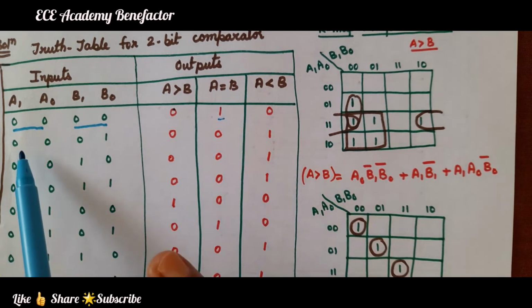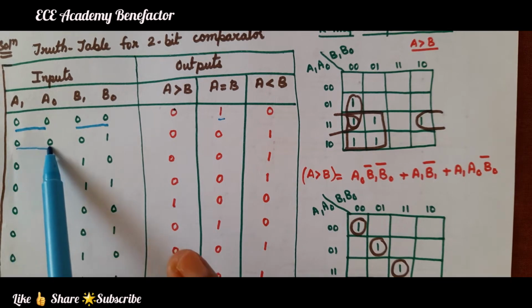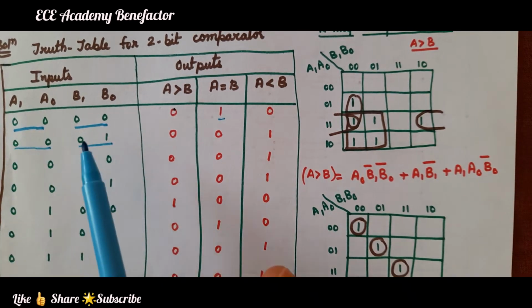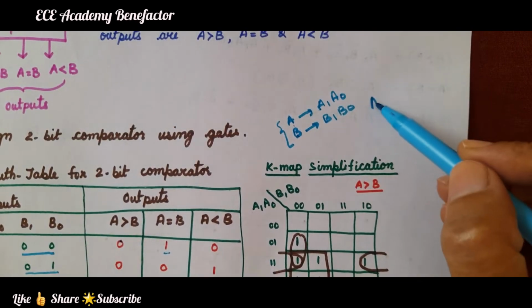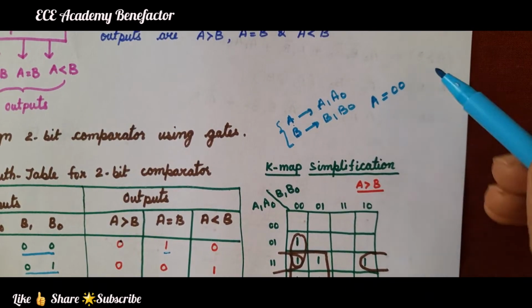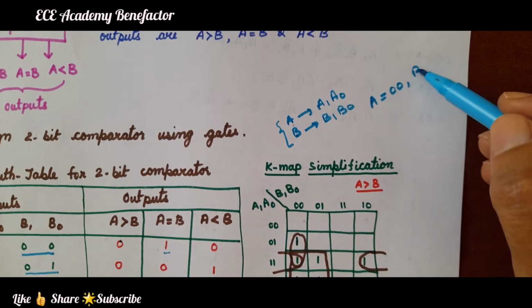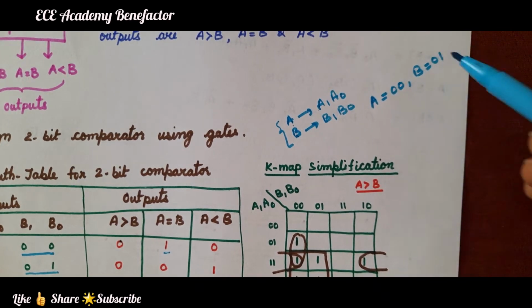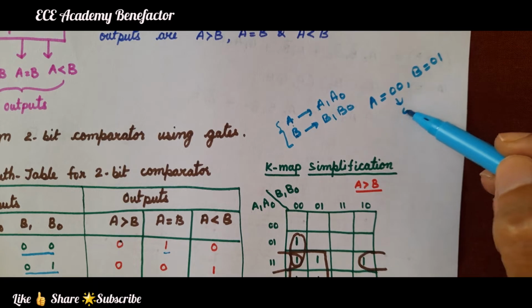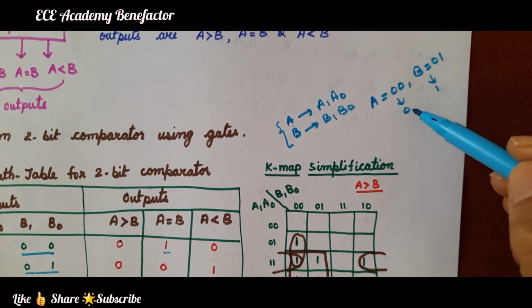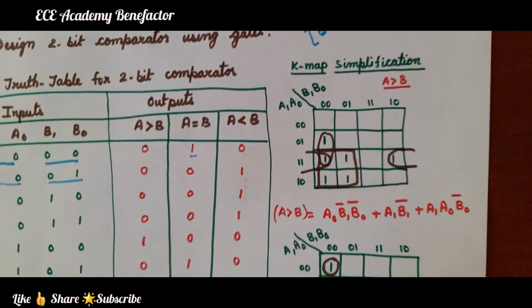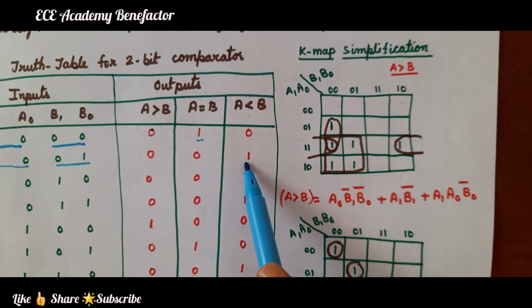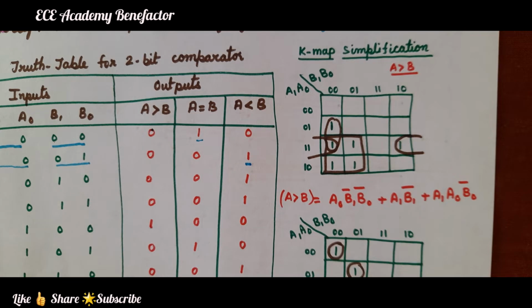Now, let us take the next condition. A is 0, 0 and B is 0, 1. So, A stands for 0 and B is equal to 1. If you compare 0 and 1, B is greater. So, in this condition we have made A less than B as 1 and the other two outputs 0.